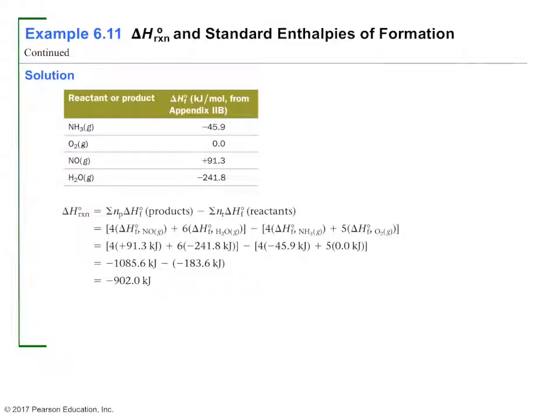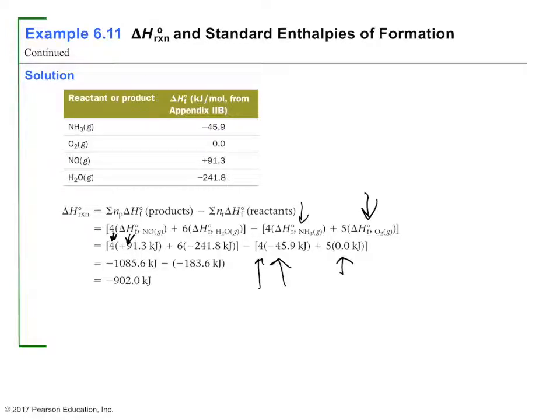So here, NH3, its heat of formation is negative 45.9. But in our balanced equation, we have, where'd it go? There it is. Okay. Here's negative 45.9. But in our balanced equation, it's the coefficient of 4. O2 is here, and it's 0, and so we're going to do 5 times 0. NO, nitrogen monoxide, is here.